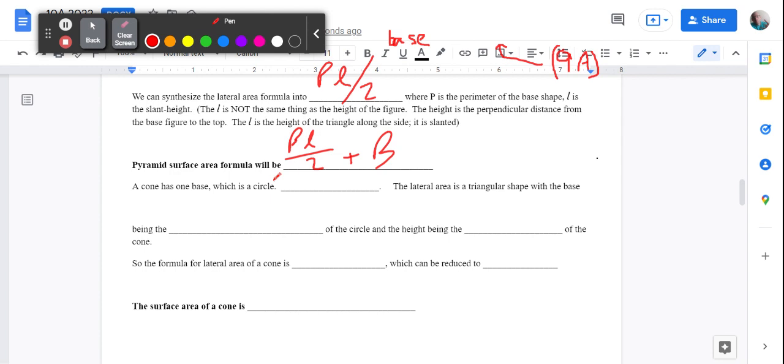Now a cone and a pyramid are pretty much the same thing. The cone has one base, which is a circle, pi r squared. The lateral area is a triangular shape with the base being the circumference of the circle, and the height being the slant height of the cone. The circumference of a circle we know is 2 pi r.